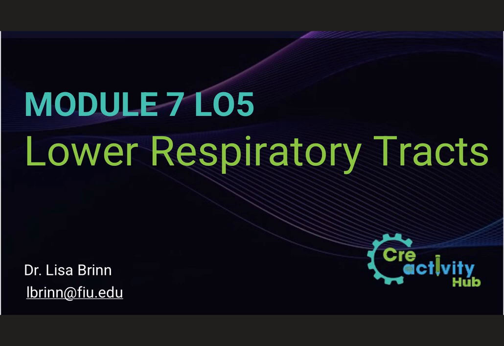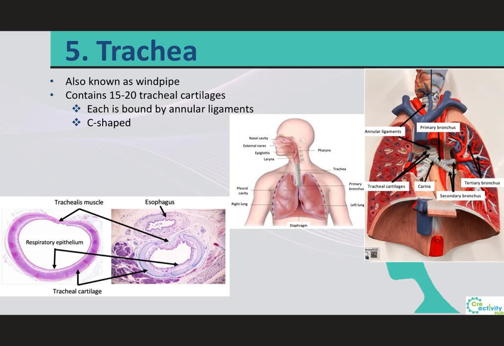Last learning outcome of Module 7, which is learning outcome number 5, we're going to continue to talk about the lower respiratory tract. We talked about the larynx in the previous learning outcome, and now we're going to continue in the same topic. The trachea, which is also known as the windpipe, will contain on average between 15 and 20 of these tracheal cartilages, which are the cartilages that go around but do not form an entire circle.